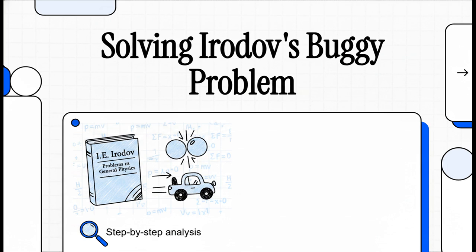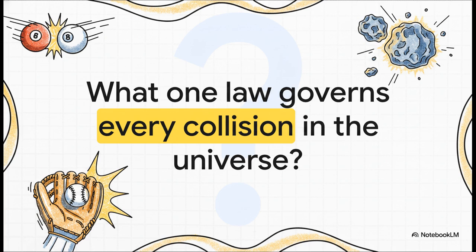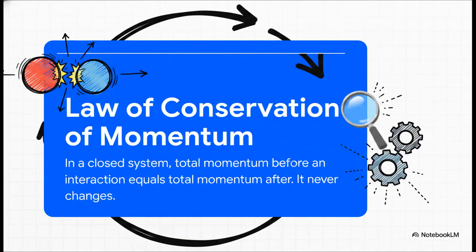these tricky problems. But before we dive into the numbers and the buggies, let's zoom out for a second. Have you ever thought about what connects everything, from galaxies crashing into each other to a simple man jumping between two buggies? I mean, we're talking about totally different scales, but there's one single elegant law that governs every single one of those interactions. Any idea what it is? You got it. It's the law of conservation of momentum. This law is basically the hero of our story today.